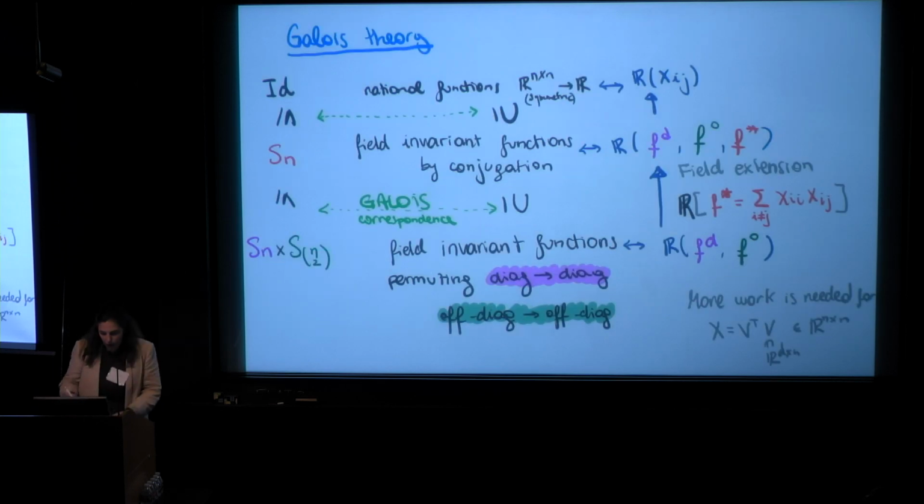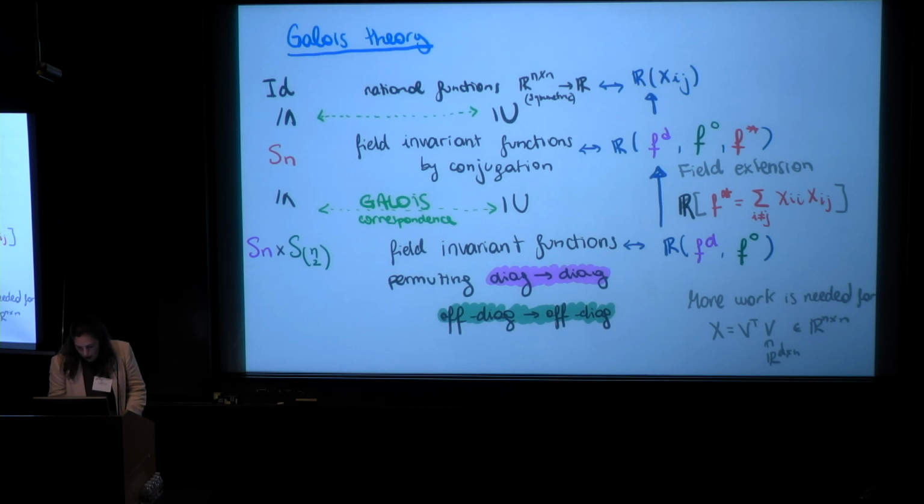So the idea is the following. We can order groups by inclusion. We have the trivial group inside the group that we care about, which is the permutations of n elements acting by conjugation. This is inside the larger group, which is permutations of diagonals and off diagonals independently. And then on the right side, we can write the invariant functions. For the trivial group, the invariant functions are all the functions, just like all polynomials on entries of the symmetric matrix.